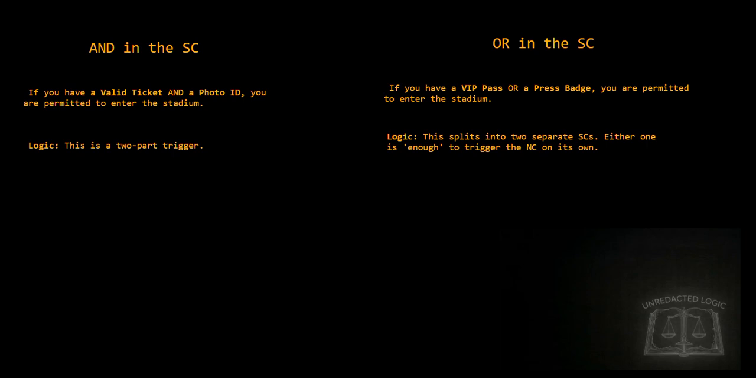Okay, starting on the left, and in the sufficient. If you have a valid ticket and a photo ID, you are permitted to enter the stadium. So this is a two-part trigger, V, and I'll use I for photo ID, arrow S. V on its own doesn't trigger the rule. I on its own doesn't trigger the rule. V and I together is what triggers the rule. And then you'd have to go across the arrow and say the S also has to be satisfied.